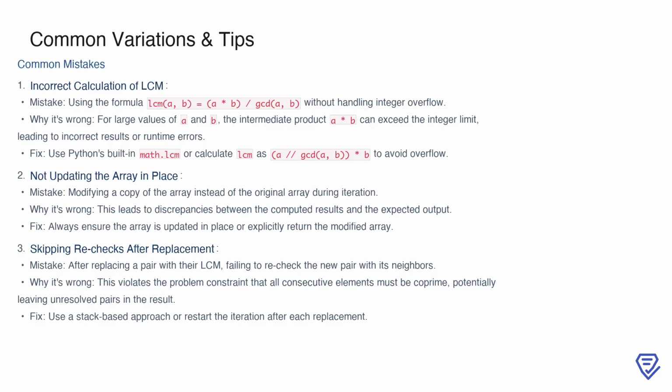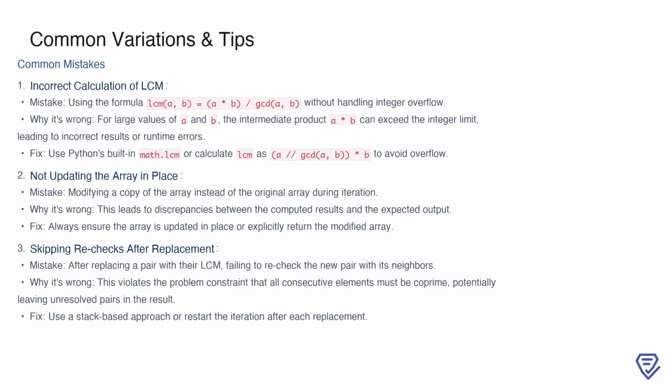Lastly, skipping rechecks after replacing a pair with their LCM is another pitfall. This can leave unresolved pairs in the array because the problem requires all consecutive elements to be coprime. To address this, you can use a stack-based approach or restart the iteration after each replacement to ensure that all constraints are met.